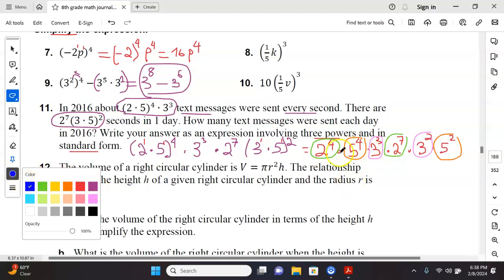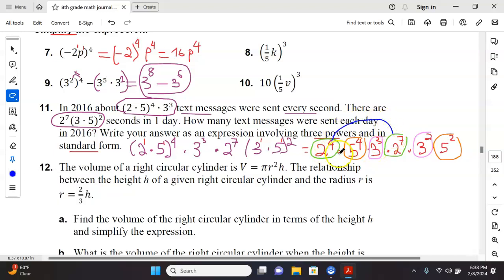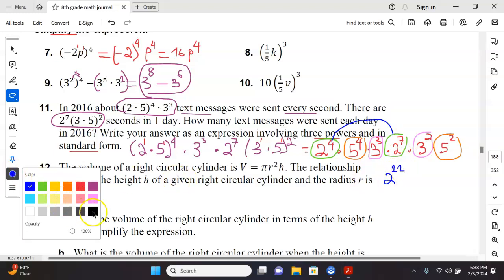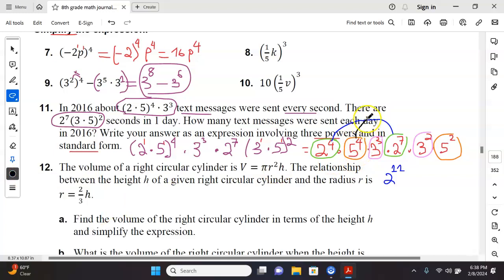So here is what I'm going to do. I'm going to group the 2 to the 4th and 2 to the 7th together. When you take 2 to the 4th times 2 to the 7th, same base, this is the product of a power rule, so you add the exponents. 4 plus 7 gives me 11. So that's going to be my first term. And then I can take 5 to the 4th times 5 to the 2nd.